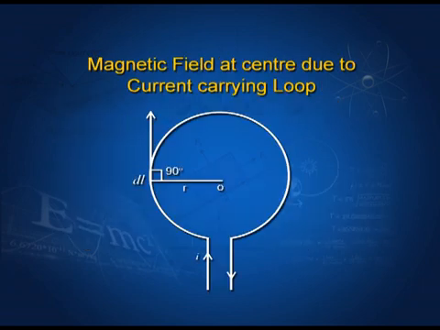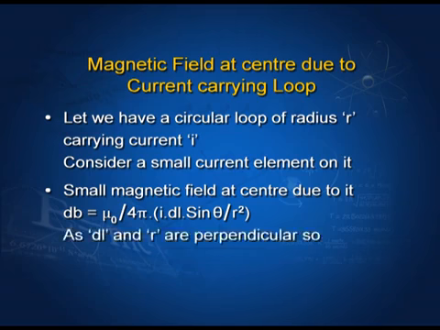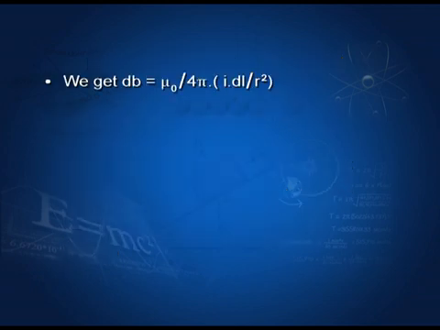Magnetic field at the center of the current carrying loop. Let we have a loop of radius r carrying current I. Consider a small current element on it. Small magnetic field at the center due to it, dB equals mu naught upon 4 pi, I dl sine theta upon r squared. This is from Biot-Savart law. As dl and r are perpendicular to each other, theta equals 90 degrees. Substituting this value, we get dB equals mu naught upon 4 pi, I dl upon r squared.